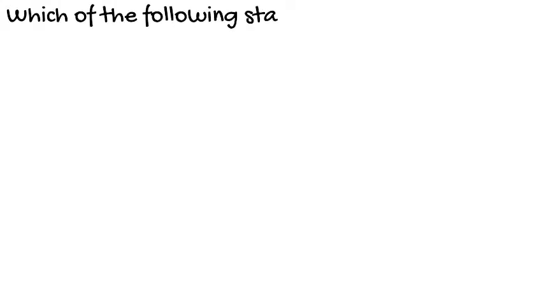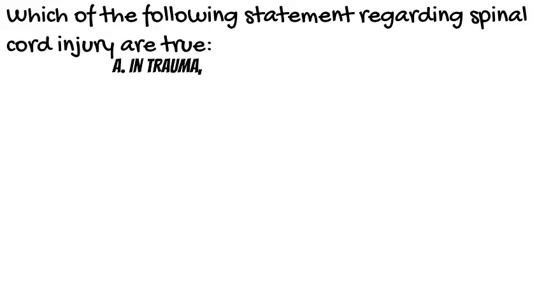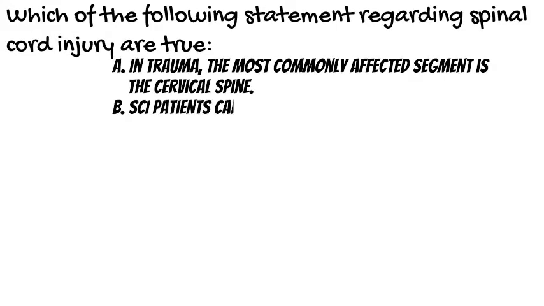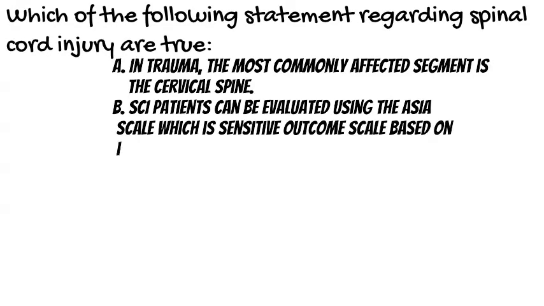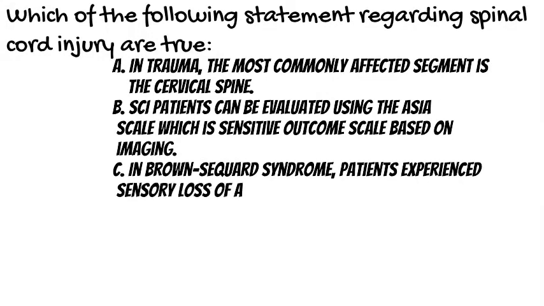Which of the following statements regarding spinal cord injury are true? A. In trauma, the most commonly affected segment is the cervical spine. B. Spinal cord injury patient can be evaluated using the SCI scale, which is sensitive outcome scale based on imaging.